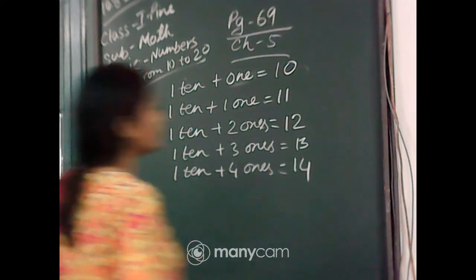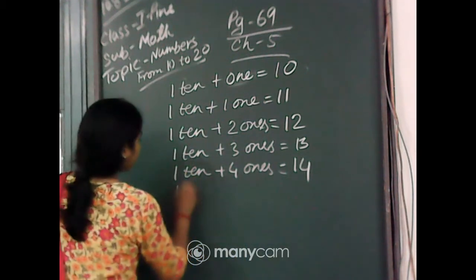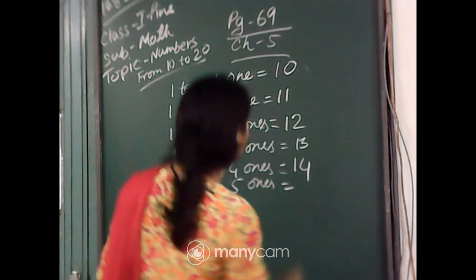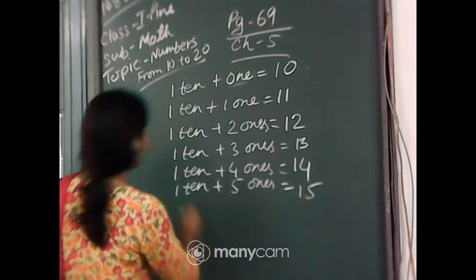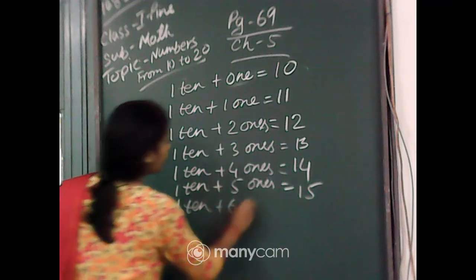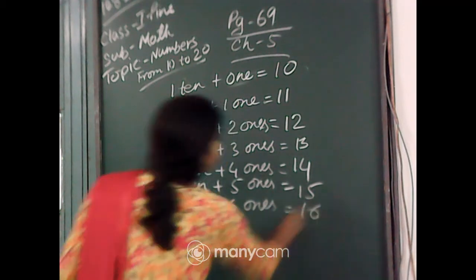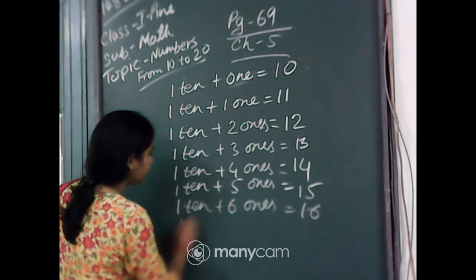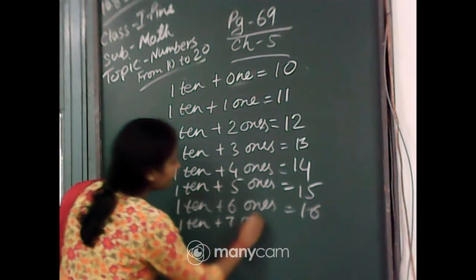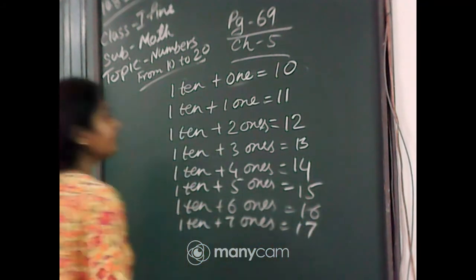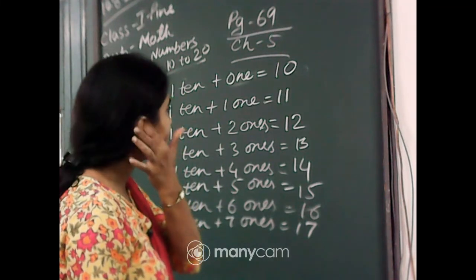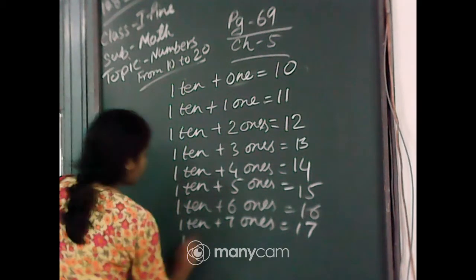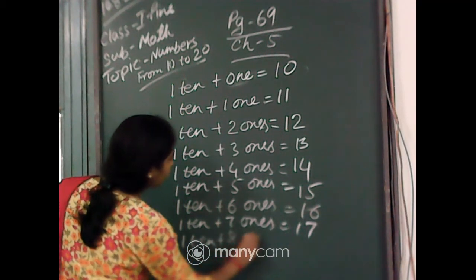Very good Adrija, very good Shubhadeep. And 1 ten plus 5 ones means 15. 1 ten plus 6 ones equal to 16. Very good, all of you. Now next 1 ten plus 7 ones equal to 17. Very good Kaustav, very good Shubhadeep, very good Shitama.